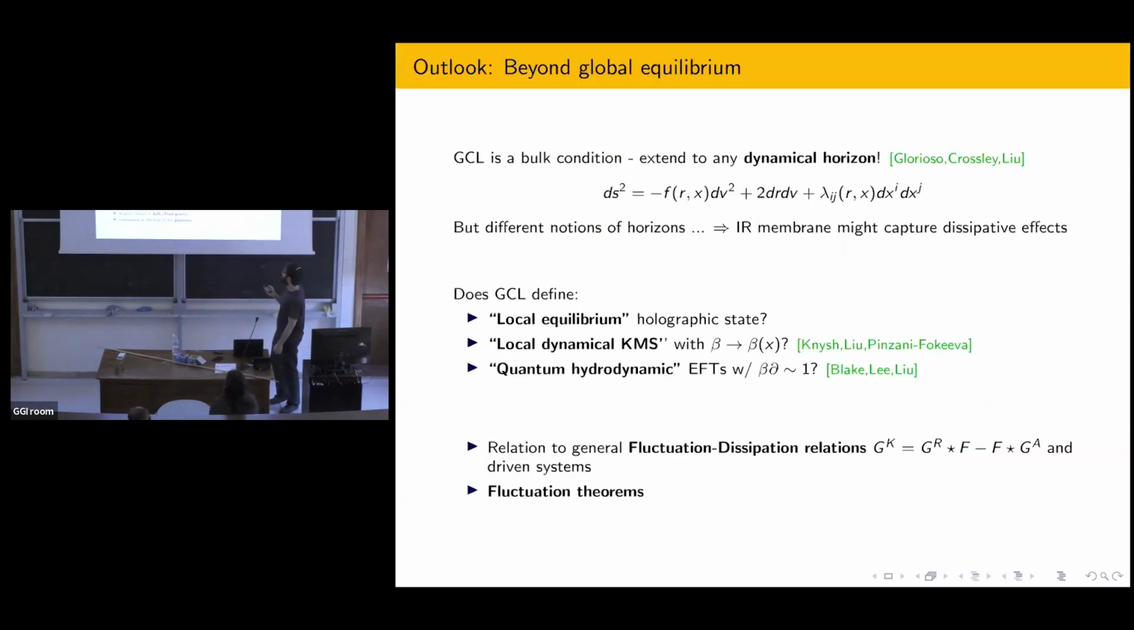Good. So I think the more realistic thing is to consider dynamical horizons. This has not been done before. So we might be able to get results in far from equilibrium setups using GCL. Or in driven states, for example, in driven systems.